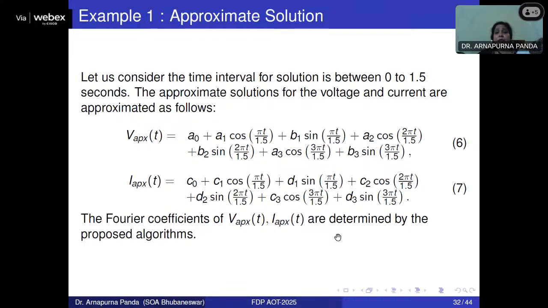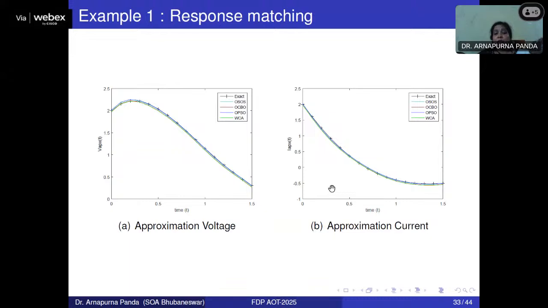By using the Fourier series, we have to find B approximate and I approximate. Here A0, A1, B1, A2, B2, A3, and B3 are the Fourier coefficients, and C0, C1, D1, C2, D2, C3, D3 are also Fourier coefficients. We use CBO and SOS to solve this problem, and these are the approximate voltage and approximate current graphs.